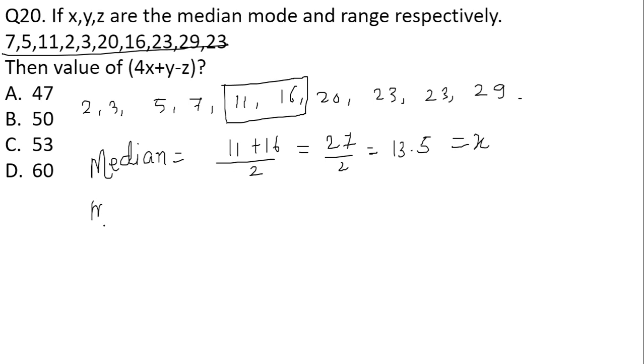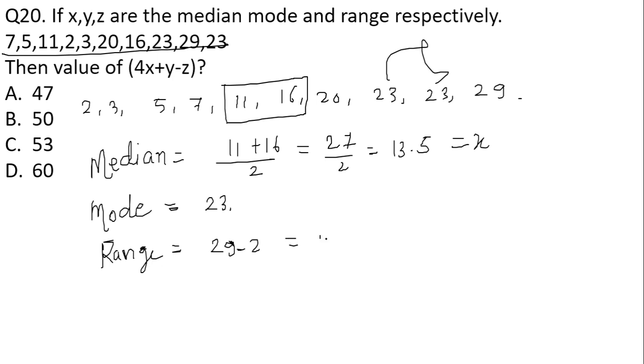For mode, what is mode? The repetitive number which has come the largest number of times. 23 is the number that has come twice over here, hence the mode is going to be 23. What is the range? Basically the range is the larger number minus the smaller number, that is 29 minus 2, which will give me 27. Okay, these are the median, mode and range values of x, y and z.